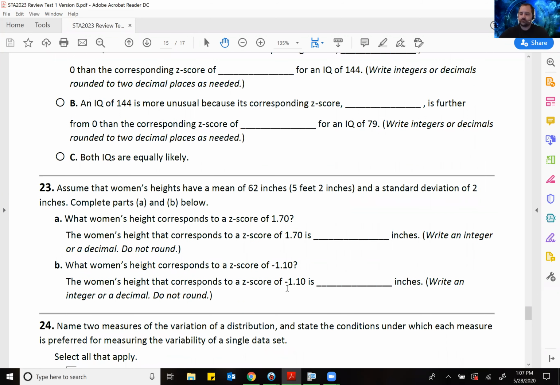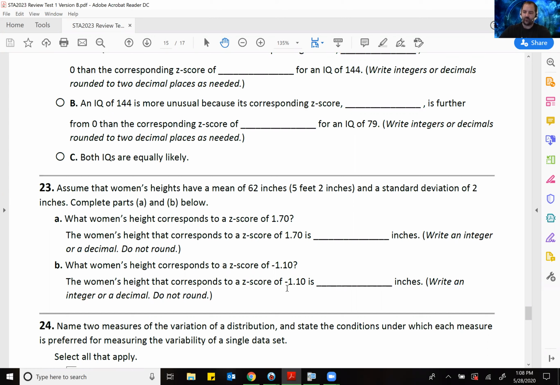23. It says assume women's heights have a mean of 62 inches and a standard deviation of 2. Find the following information. What is the woman's height according to these scores? And it says do not round on these. So we've got a mean of 62, a standard deviation of 2, and we want to know what is their original height.